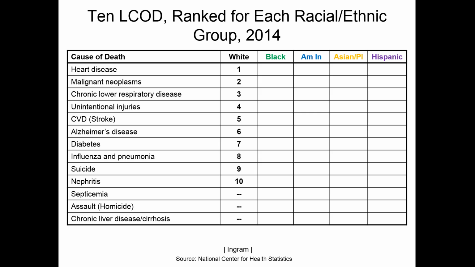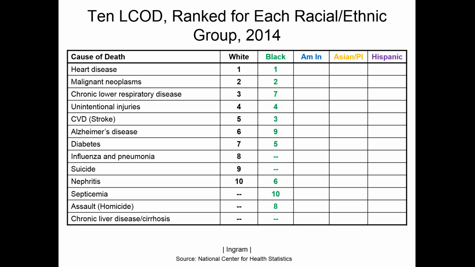Now, I'd like to compare the leading causes of death by racial and ethnic group. First, we see here that the causes are as we saw them on the previous slide, listed 1 through 10, with heart disease being the number 1 killer among whites, all the way to nephritis, rounding out the top 10.